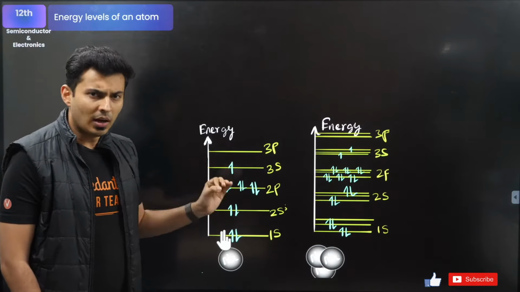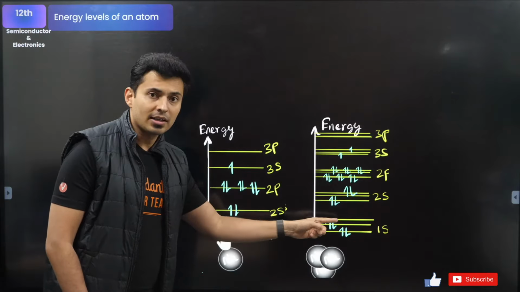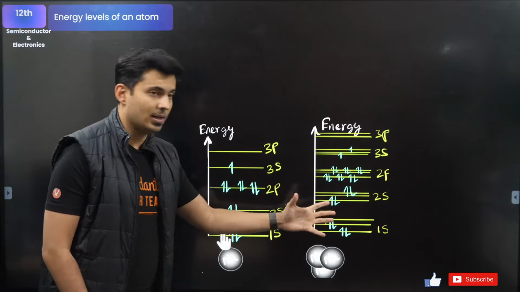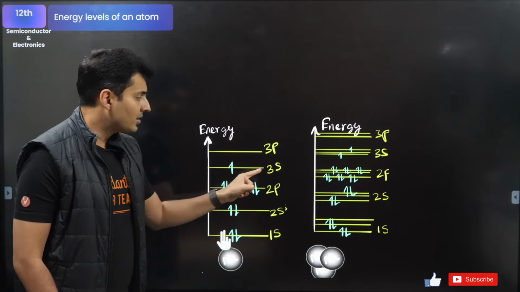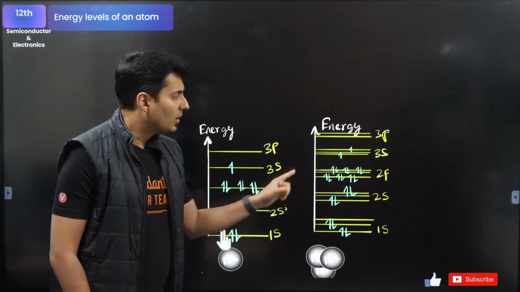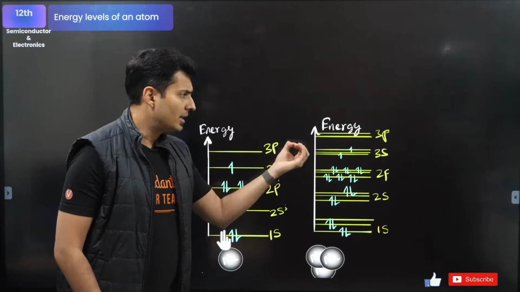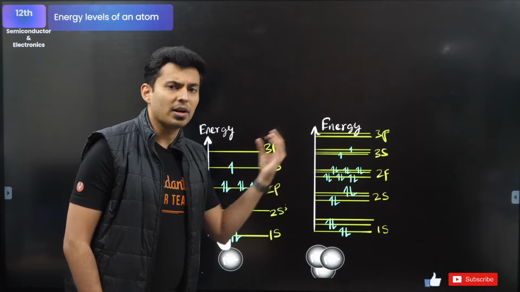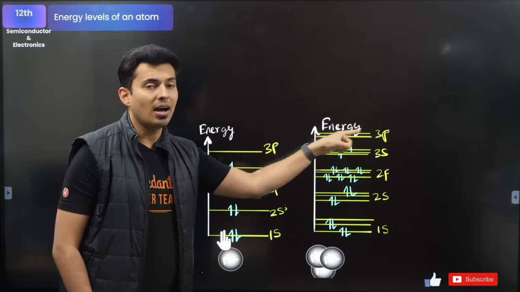Now, because over here 1s was completely filled, the 1s energy level in the combined form is also filled. Here 3s was partially filled, so the combined energy level when multiple sodium atoms are interacting with each other will also be partially filled. If this is unfilled, this will also remain unfilled.